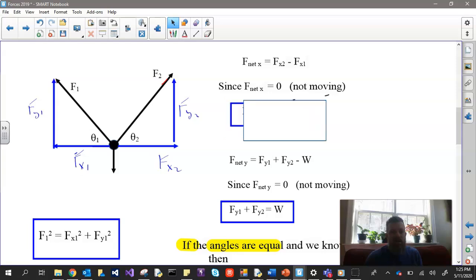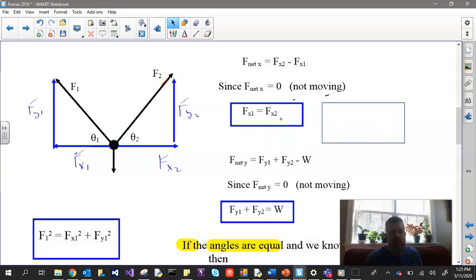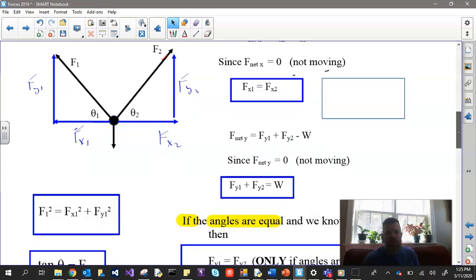Since they're equal, then we know Fx1 has to equal Fx2. In every one of these questions, these two are equal to each other. If they're not, it's going to move until they do equal each other. The other scenario is that all the forces up, Fy1 and Fy2, minus the weight, are equal to the net force in the y direction. So F net is up minus down, so Fy1 plus Fy2 minus W equals the net force. And we know it's also not moving in the y direction, so Fy1 plus Fy2 equals the weight. And that is true in all these scenarios.